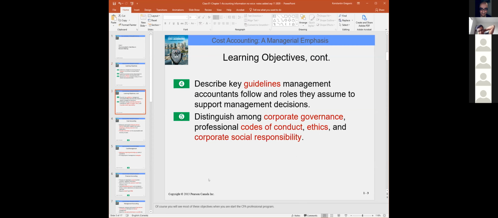Okay, learning objectives. You'll see many of these objectives when you go into your CPA course as well: corporate governance, code of conduct. Not only through associations, I'm sure a lot of people where you worked had to sign an employee handbook or a code of conduct policy. Has anybody ever seen a whistleblower policy where they work? A lot of public companies will publish whistleblower policies.